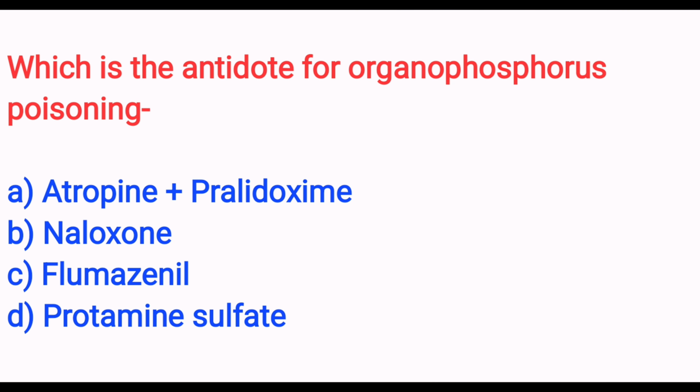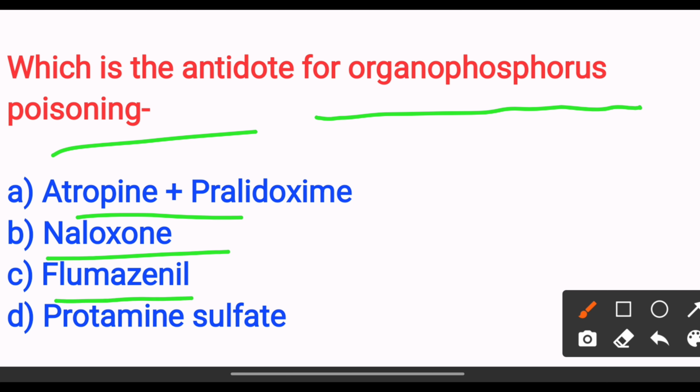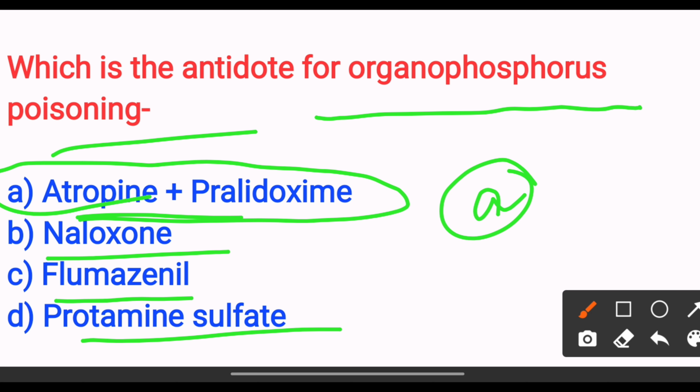Which is the antidote for organophosphorus poisoning? Option A atropine plus pralidoxamide. Option B naloxone. Option C flumazenil. Option D protamine sulfate. The answer is option A atropine plus pralidoxamide.